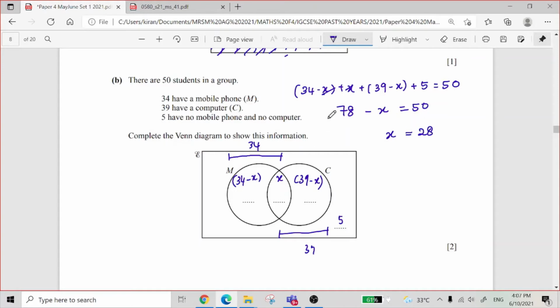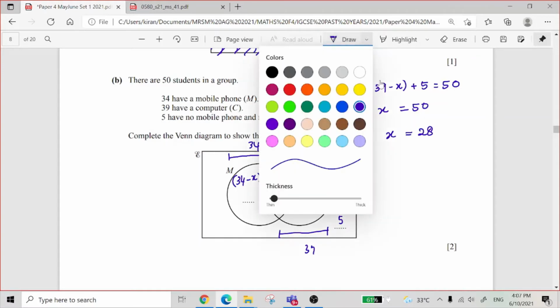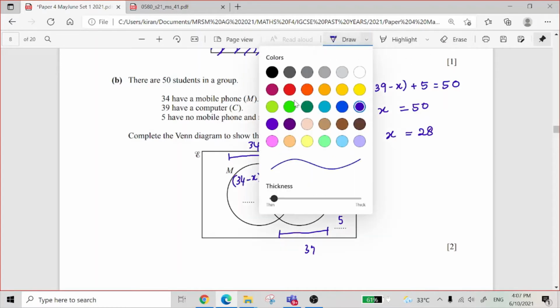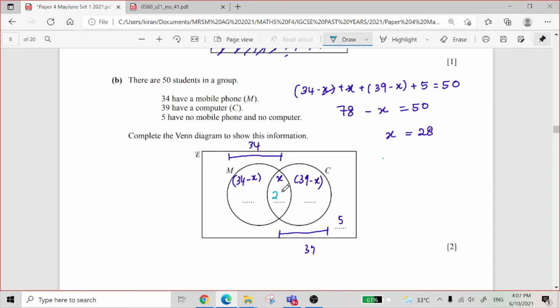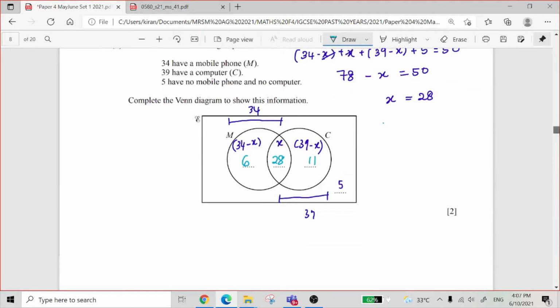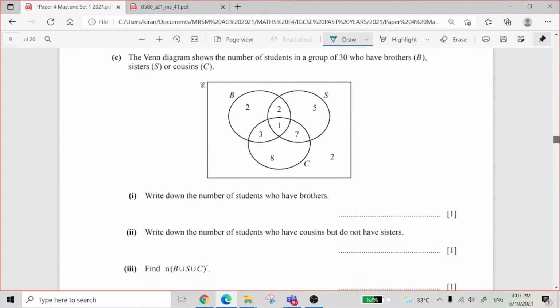So we can rewrite it once again. The intersection is 28, and then 39 minus 28 is 11. This part is 34 minus 28, which is 6. So this is the answer: 6, 28, 11, and 5. Okay. Next is question C.